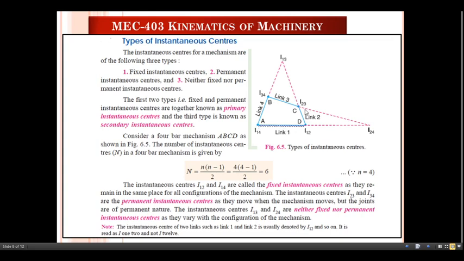Now let's see how we can locate these instantaneous centers. The first one is here, the next one is here, the next one is here, the next one is here, the next one is here, and the next one is here. How these instantaneous centers are labeled will be clear in the coming steps. The instantaneous centers I12 and I14 are called the fixed instantaneous centers, as they remain in the same place for all configurations of the mechanism. The instantaneous centers I23 and I34 are the permanent instantaneous centers, as they move when the mechanism moves, but the joints are of permanent nature.